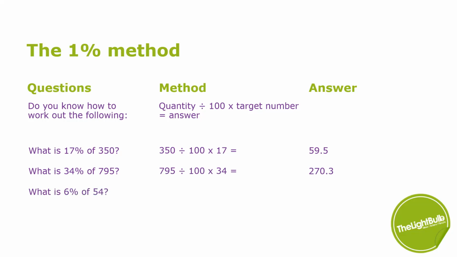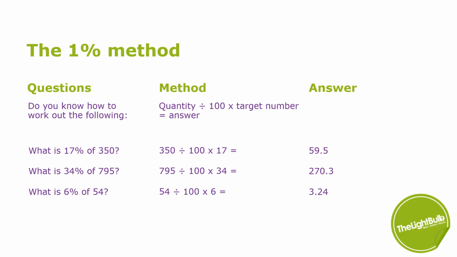And then we come to the final answer. And even though it's a smaller number, we still do the same method. So here's your 20 seconds starting now. Okay, so again, quantity is 54, divide that by 100, and then we times by 6, so that's the percentage that we're looking for, and our answer is 3.24.